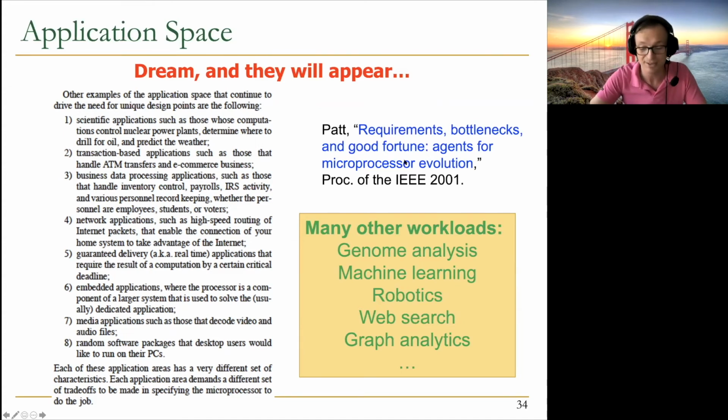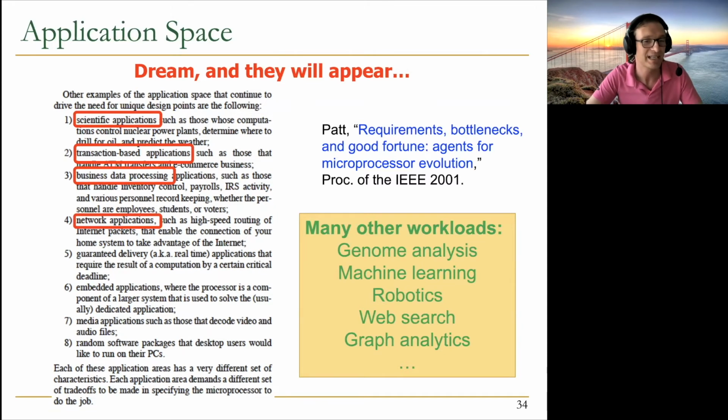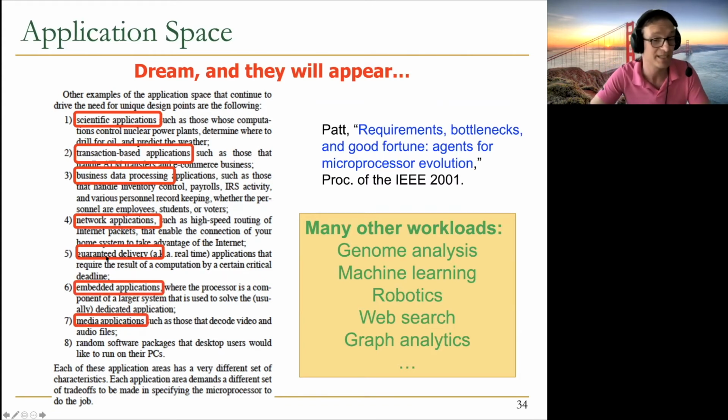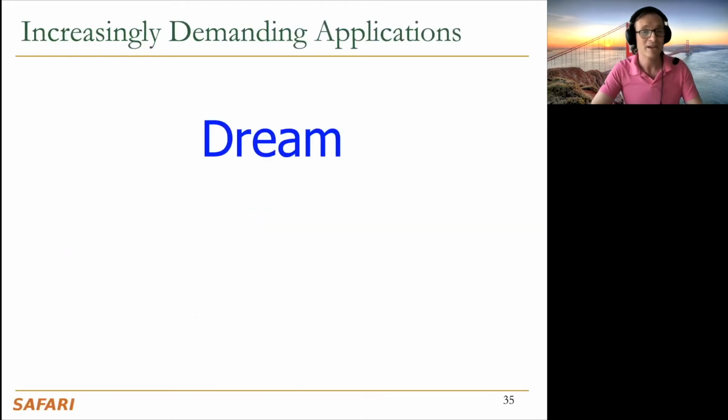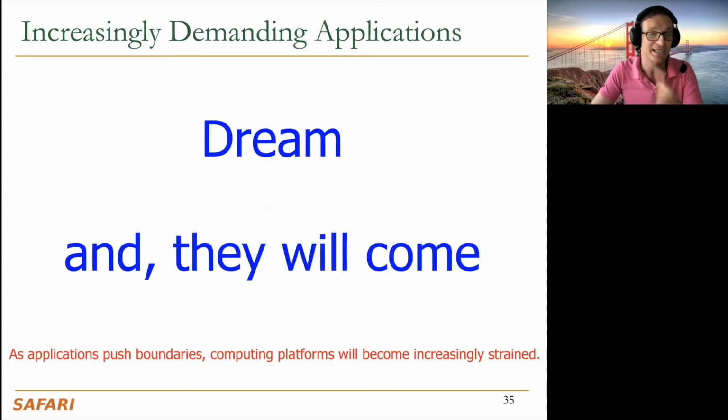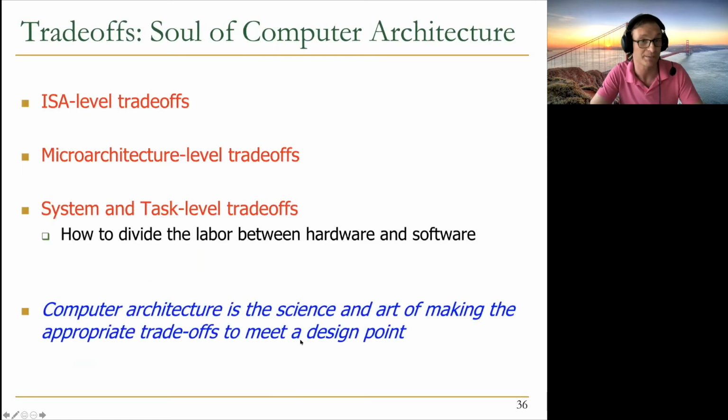This paper written in 2001 talks about scientific applications, a little bit older applications, transactions, network applications, like some real-time guaranteed delivery applications that are important. And I think self-driving cars could fit into that, for example, embedded applications, media, random software packages, etc. So applications are increasingly demanding, as we discussed, and we're going to continue to discuss that. As applications push boundaries, these trade-offs that we make are going to be even more important, basically.